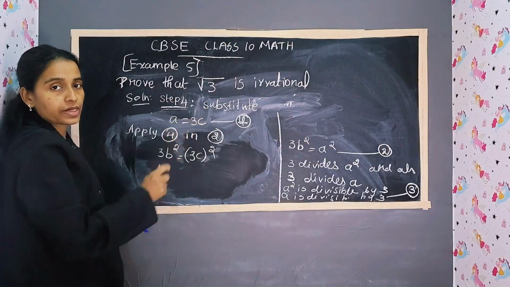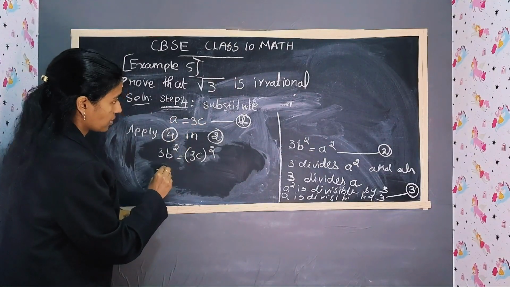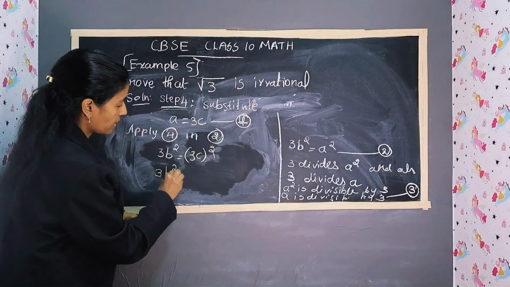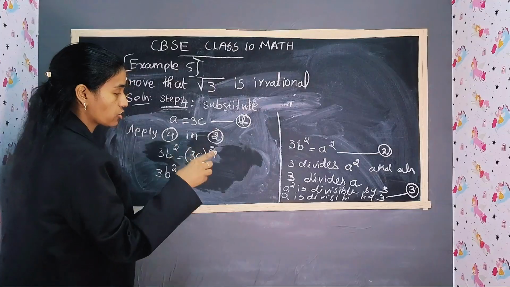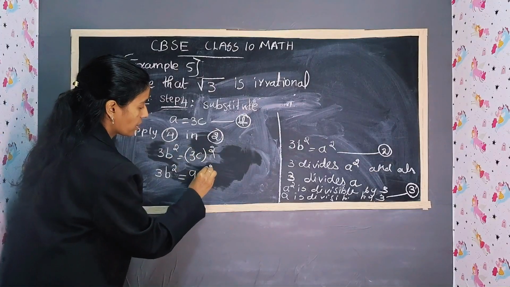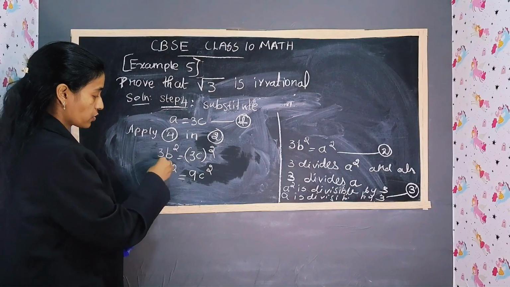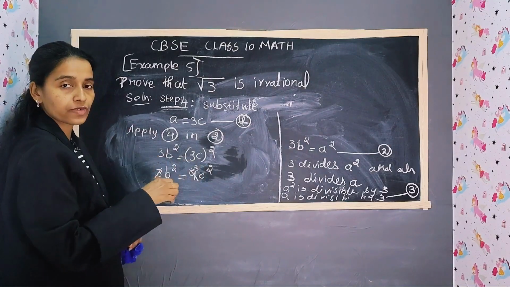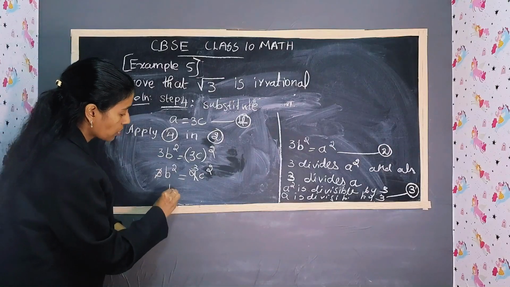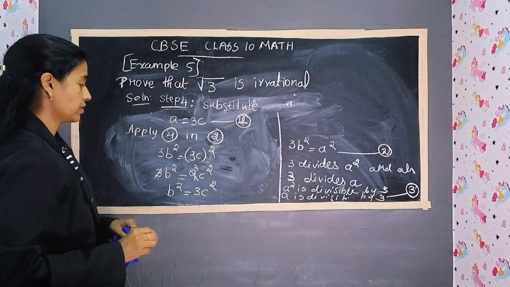General term we are applying, okay? And 3b square equals 3 into 3. 3 square means 9, right? 3 into 3, 9c square. So here we have 3, here we have 9. So we can divide: 1 3 is 3, 3 3s are 9. In this way we can simplify it, right? So b square equals 3c square, right?